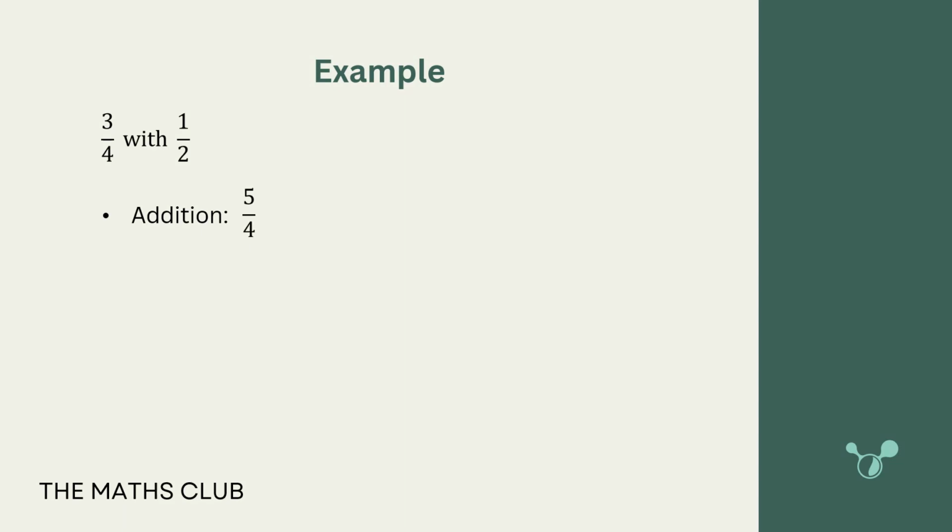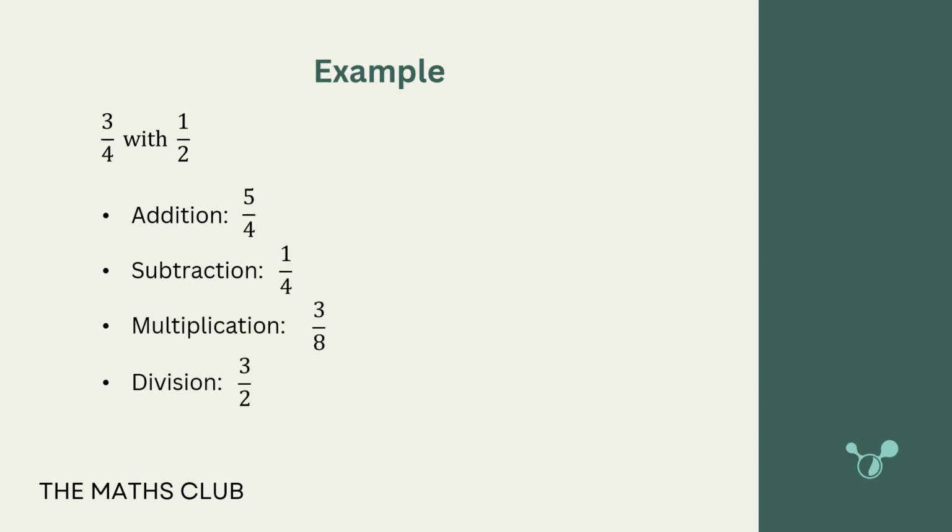So with addition, we got 5 over 4, 1 over 4, 3 over 8, and 3 over 2. So with this, we've come to the end of this particular video on positive and negative integers and rational numbers. In summary, we said we denote integers by Z, we denote natural numbers by N, we denote rational numbers by Q, and then we talked about the basic operations that we can do with rational numbers.